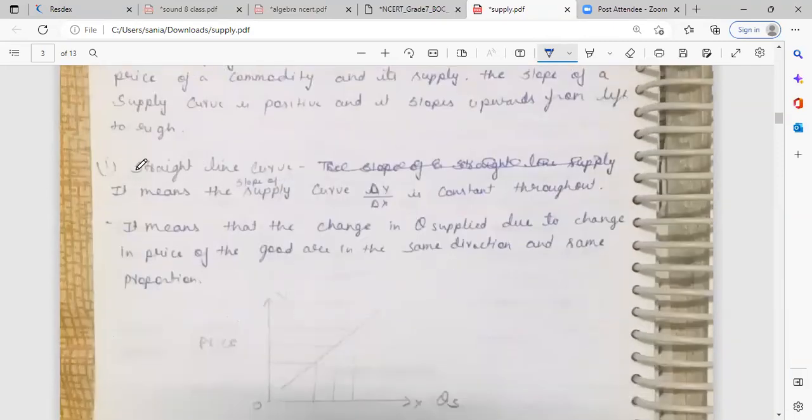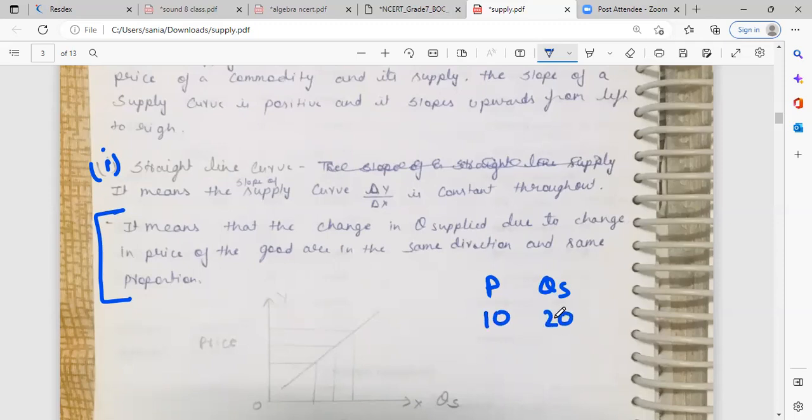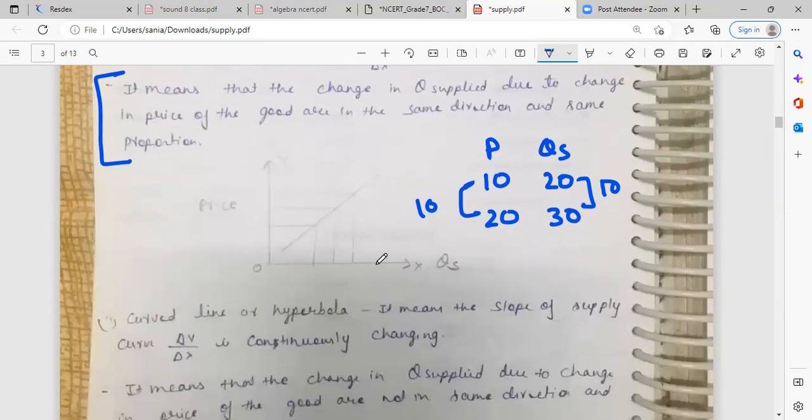So see, first it can be a straight line curve, right? What does it mean? It means that the change in quantity supplied due to a change in the price of the good are in the same direction. For example, this is price and this is quantity supplied. If the price was 10 and the quantity supplied was 20, and now the price is 20 and the quantity supplied is 30, you can see the difference is 10 and the difference is 10. So they are in the same proportion, and your supply curve will go like this. Okay, so your supply curve will look like this.